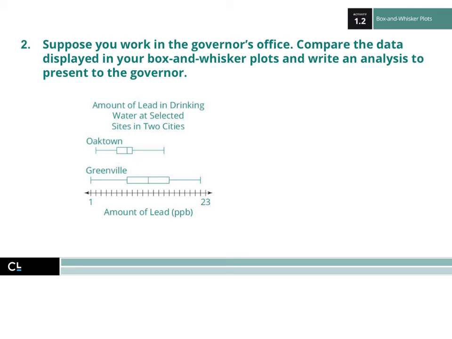Write an analysis to present to the governor. So what is something you could say comparing Oaktown and Greenville? Oaktown's better. Why are they better? Bigger numbers. Do we want bigger numbers? No, you want smaller. So Greenville actually has the bigger numbers. So we may want to look at Oaktown and see what they're doing differently to help fix Greenville.